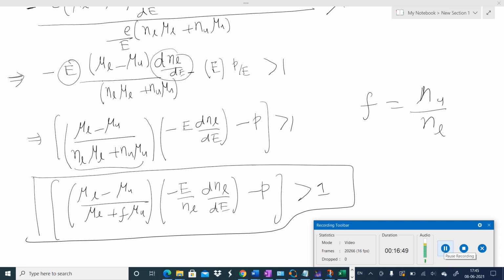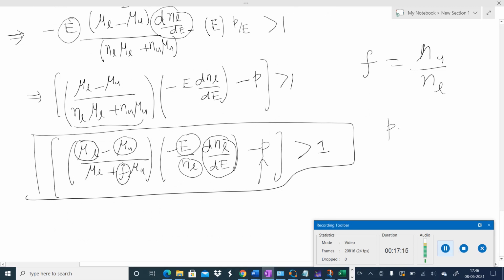This is the condition in terms of mobilities of electron in lower and upper valley, in terms of fraction of electrons in upper and lower valley, number of electrons and electric field, and how number of electrons in the lower valley varies with electric field, and P the constant. This is a relationship which will guarantee that the bulk device will exhibit negative resistance.